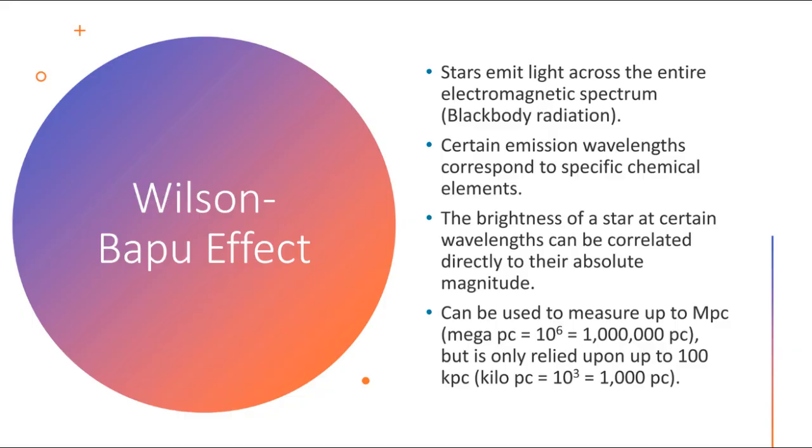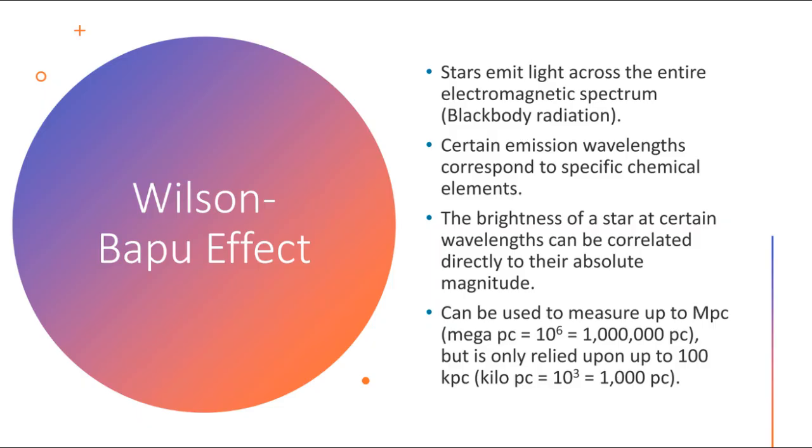Okay, so let's talk about some of the other distance techniques that people have come up with. So this is the Wilson-Bapu effect. And so we've talked about when stars emit light, they emit light over all wavelength ranges. So that's what the definition of a black body is. We've talked about how some of those wavelengths will correspond to specific elements on the periodic table.